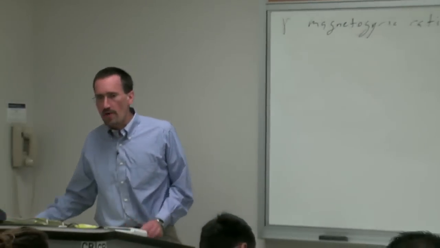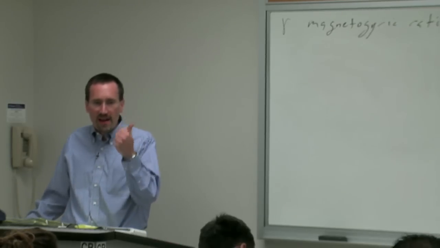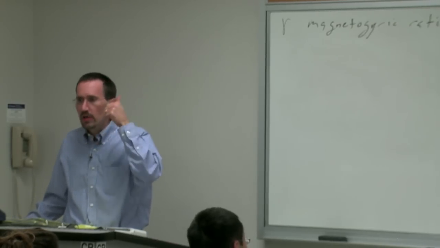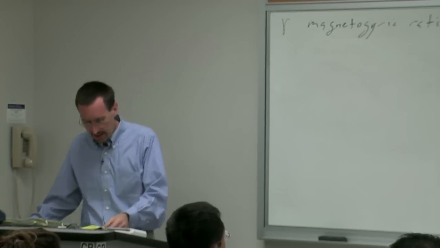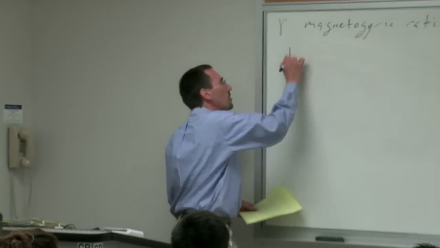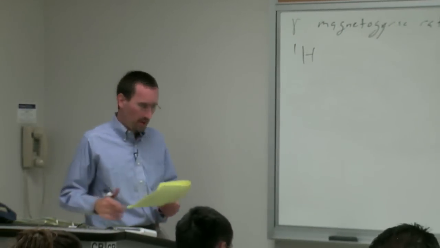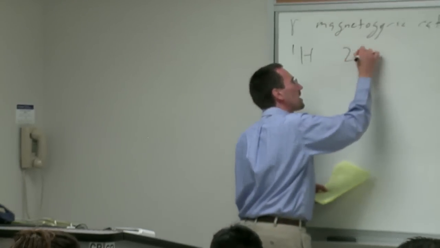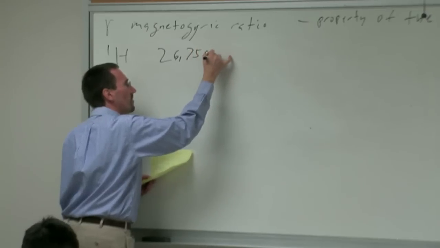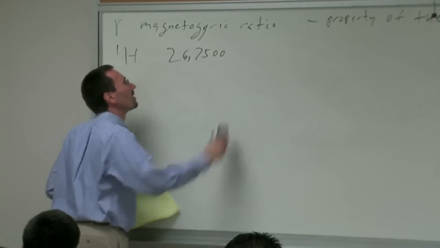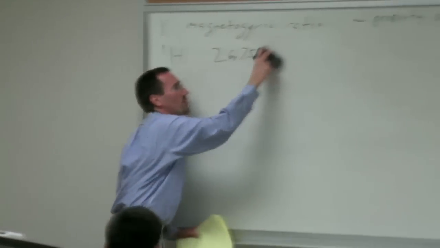The bigger the gyromagnetic ratio, or magnetogyric ratio, effectively the bigger the nuclear spin, the bigger the magnet that the nucleus is. Protons actually are good. They have one of the biggest magnetogyric ratios of any nuclei studied, 26,750.